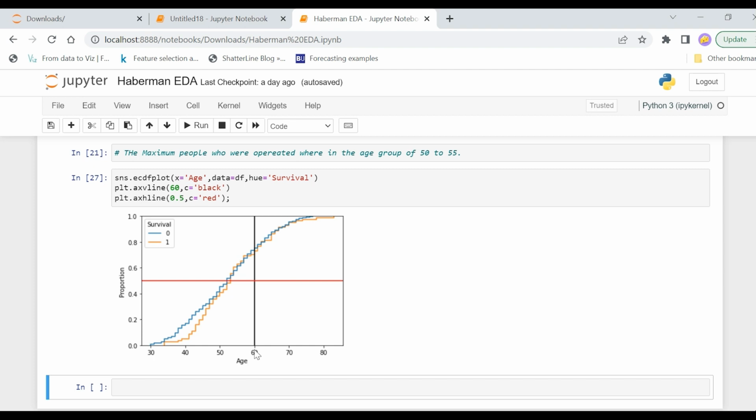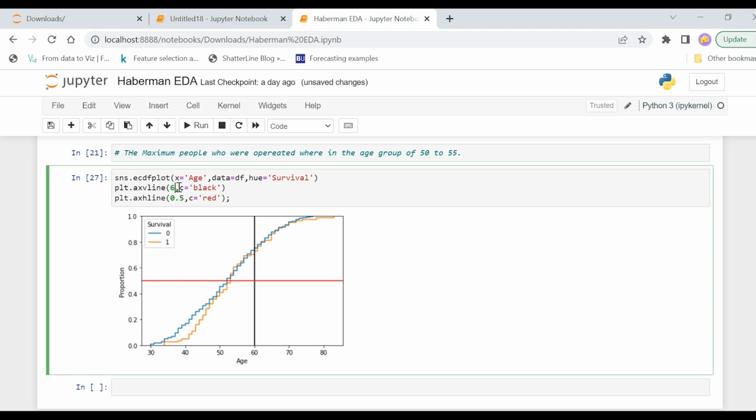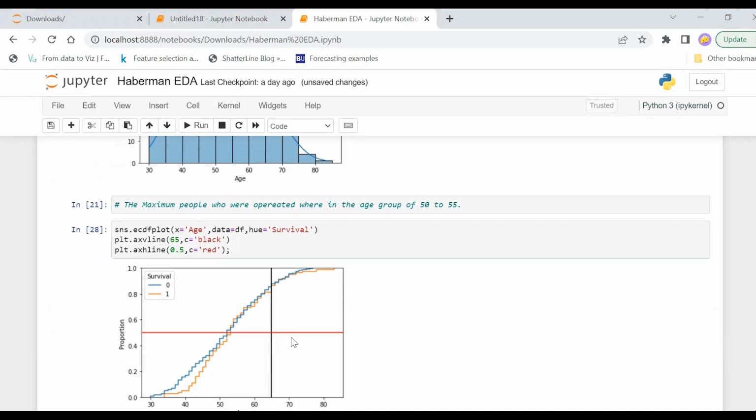So here you can see the age is 60, and when you look at the horizontal line here, it is more than 75%. Let me try to make it 80. So in this case, if I use suppose 65, here the black line cuts at this point. So if you extend it, it is just above 80.